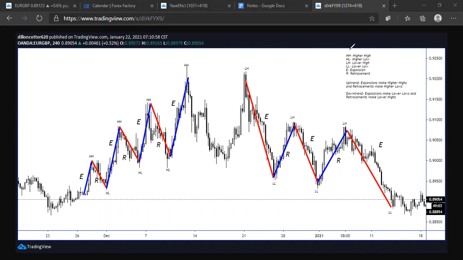So hope you guys understand how you can utilize expansion and retracements, understanding that in an uptrend you're getting higher highs, higher lows, and in a downtrend you're getting lower highs, lower lows. It's something very, very simple, but you still have to train your eyes to see these types of things. That just goes with everything. Anything that you do in life, you have to train yourself to have that muscle memory to be able to see it.